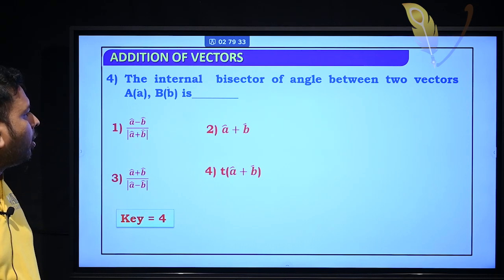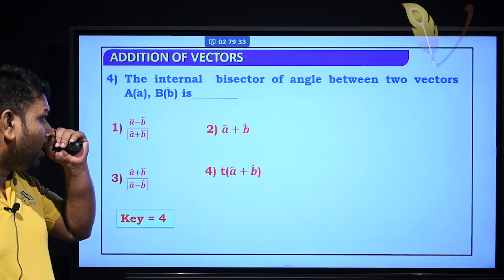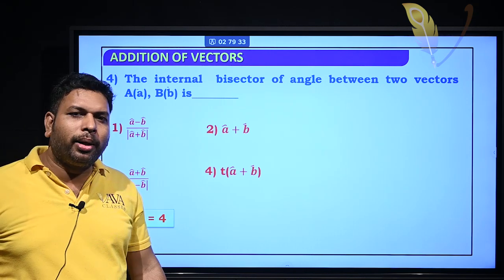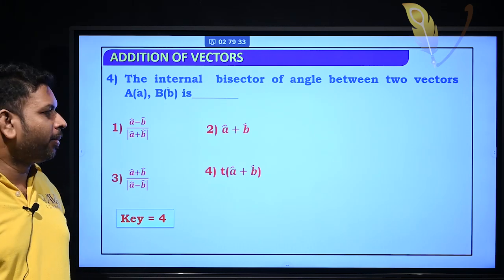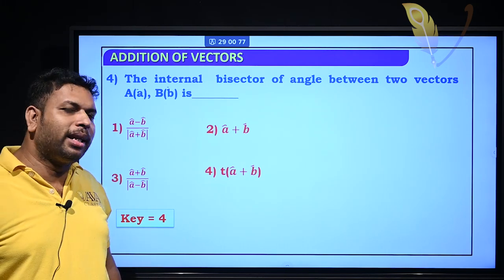So the internal bisector of the angle of two vectors A and B is T times (A plus B), or T times (A cap plus B cap). Okay.